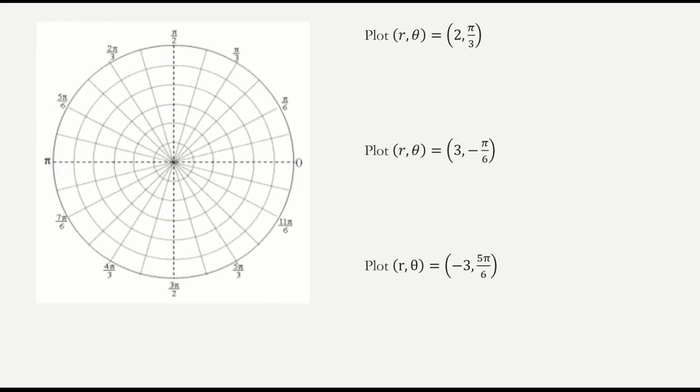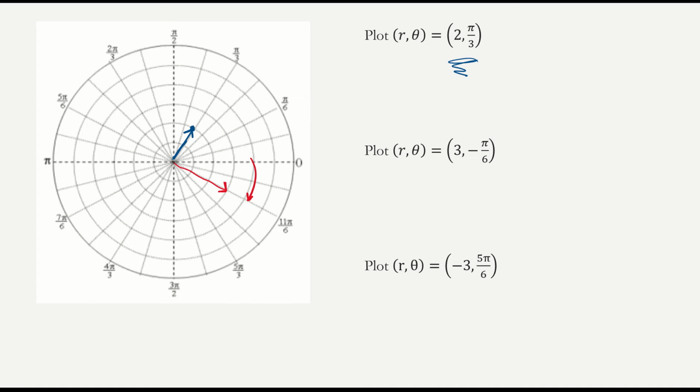So we are going to plot these 3 points, and notice that now we're dealing with radians, okay, to get some practice with that. So 2 comma pi over 3. So pi over 3 up here at 60 degrees, and 2. So 1, 2. There we go. There's the point. And we draw our vector going out to it. 3 comma negative pi over 6. So negative pi over 6 means I'm going down a pi over 6. And I go 1, 2, 3. There we go. Just like that.